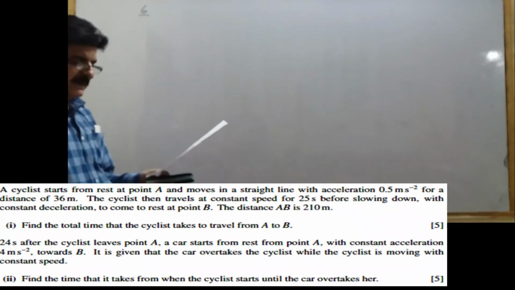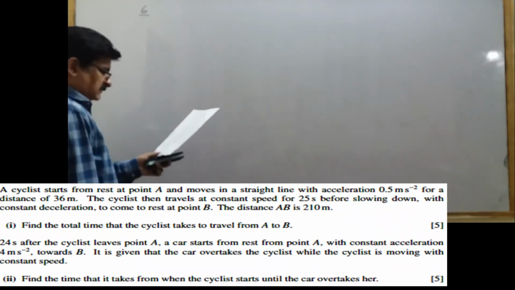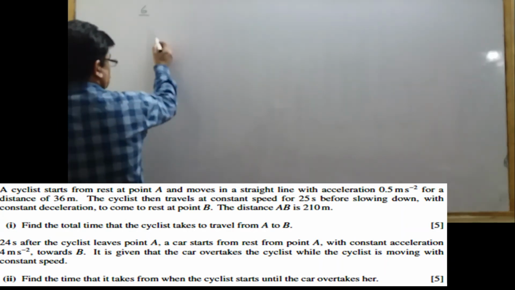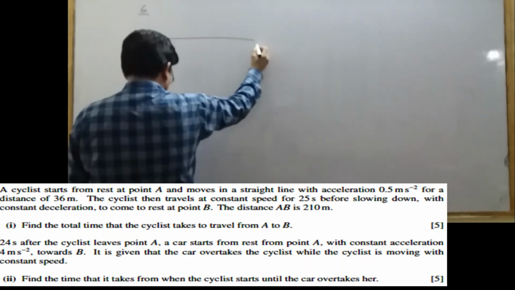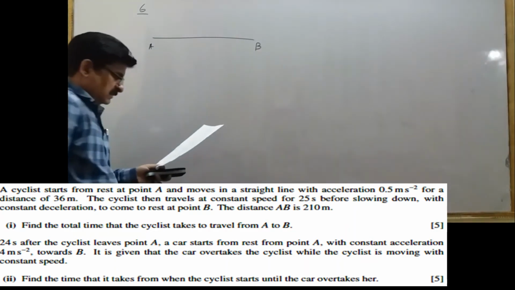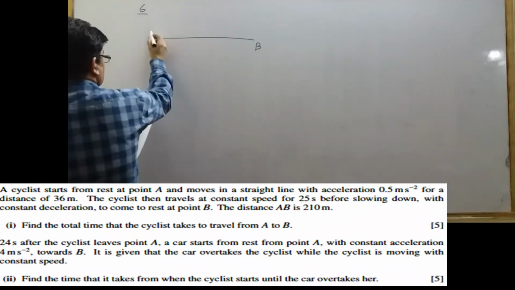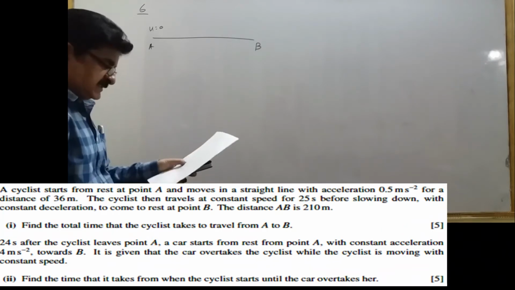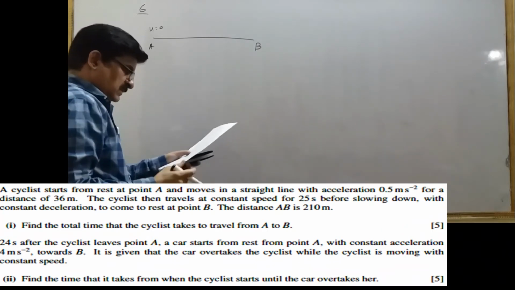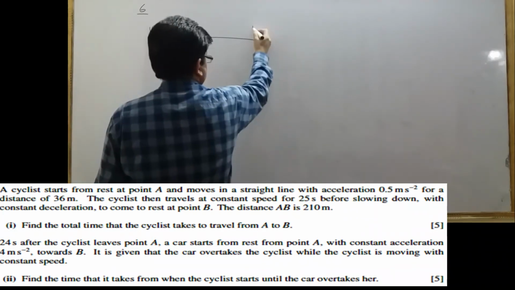Example 6. Read the statement with more care. Here we have motion in 3 stages. A cyclist starts from A with initial velocity 0, starts from rest and comes to rest at the point B. This is also 0.